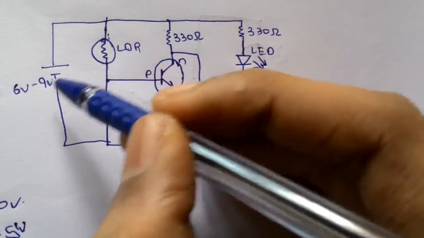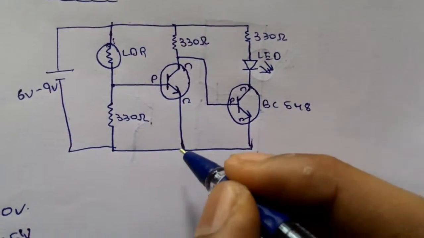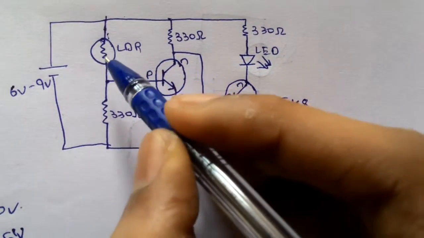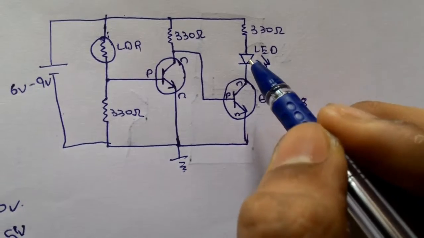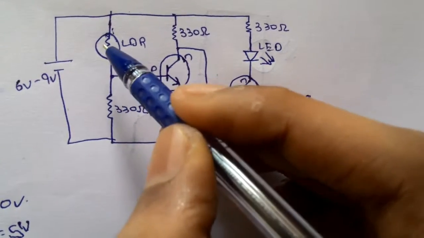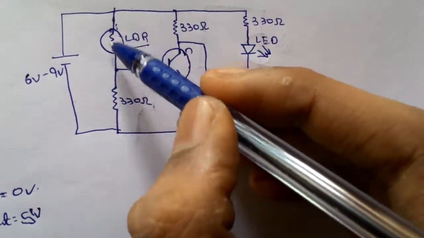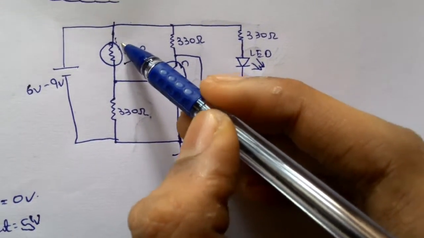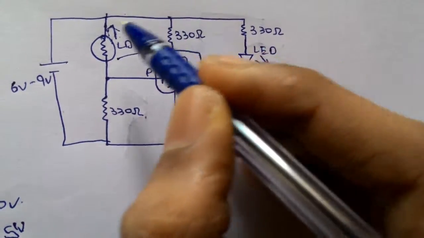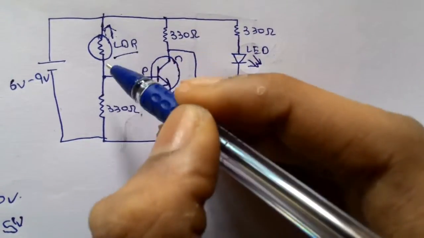Whenever the resistance value decreases, the total current flows through the LDR and through the 330 ohm resistor to ground. So when light falls on the LDR, the LED does not blink, it doesn't turn on. At night time the LDR is in the off state and the resistance increases. So the current does not flow through this terminal, because of the high resistance.